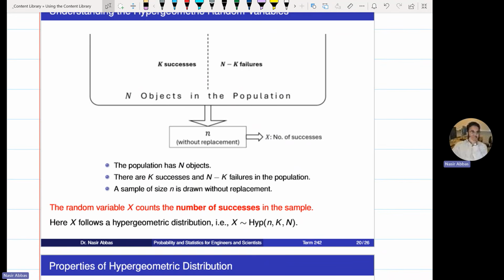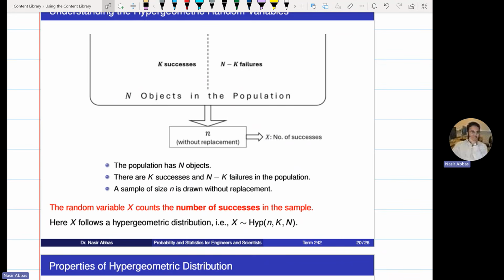Each student is either a success or a failure, right? From mechanical or not mechanical. I'm choosing 5 without replacement, right? Now, is this binomial? Again, my x is the number of successes. Is this binomial or hypergeometric? It's hypergeometric, not binomial. Why? Because the trials are not independent.